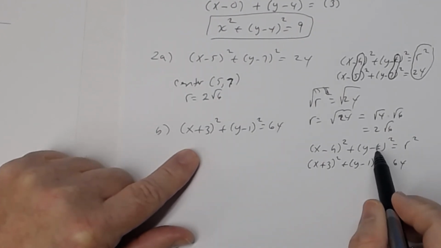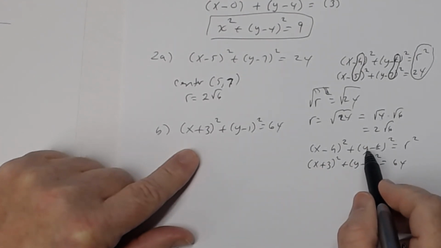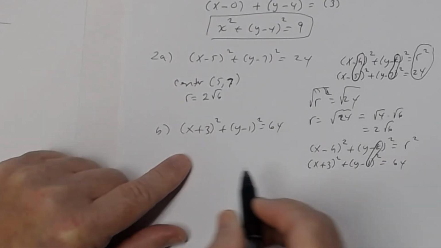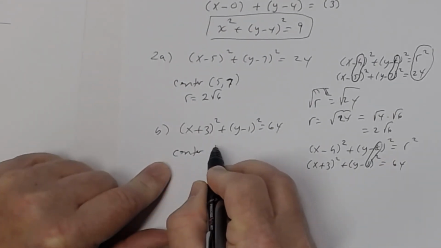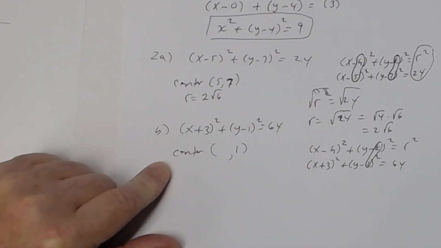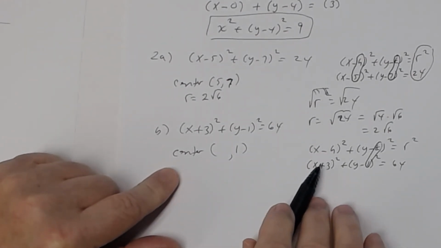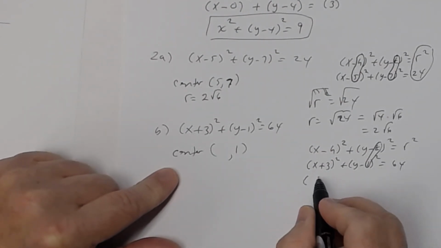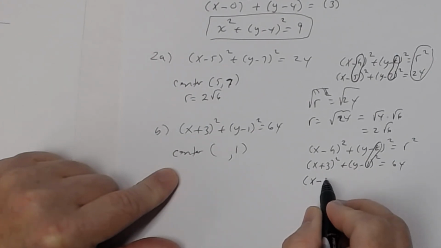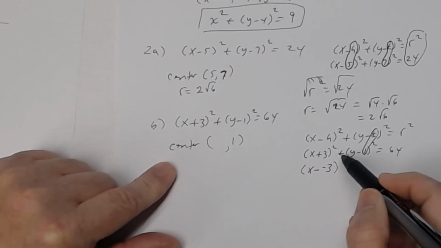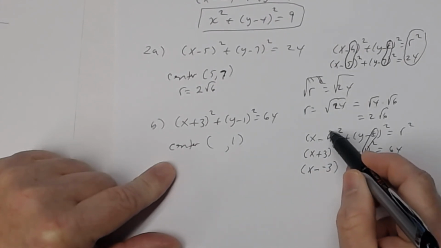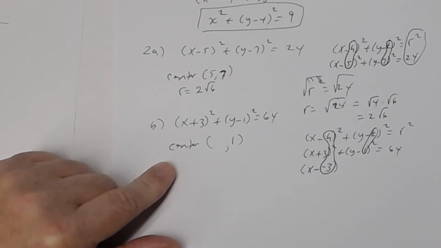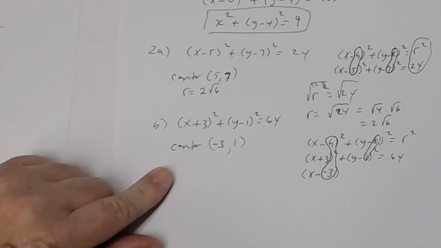Now look at that y minus k and y minus 1. So notice it says y minus, right? So that means k is a positive 1. So that one's easy. So I know that k is going to be a positive 1. Now what messes students up is this h. What you have to do is think about x plus 3. I can think of x plus 3 as x minus a negative 3. See that? So now you have x minus, and so you can see h as being a negative 3. So your center is negative 3, 1.